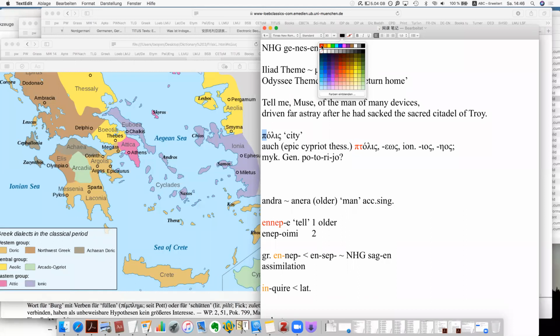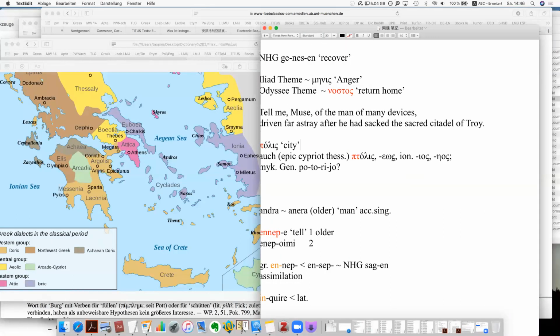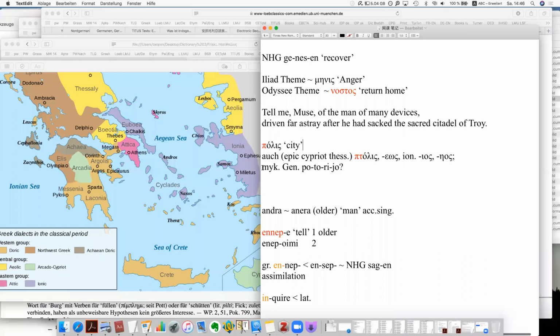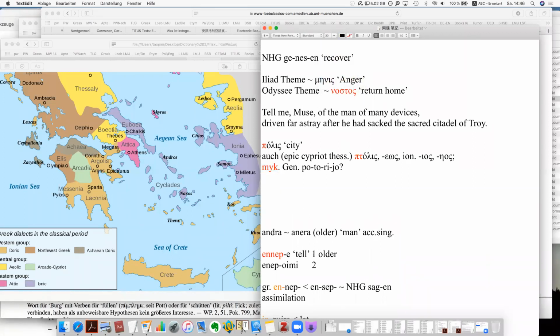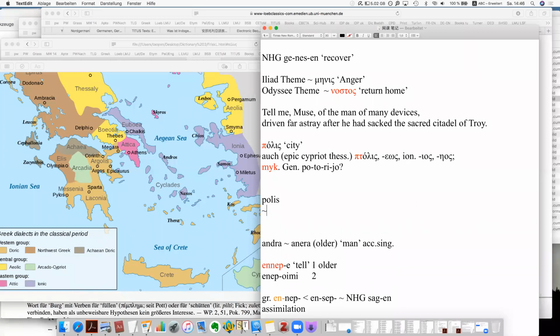Ptolis. And also in Mycenaean Greek, this is also important. So let's check it. Polis, right? But we also have ptolis, and this ptolis we have in Cypriot. Also, we have Mycenaean because we have ptolio, yeah, here.